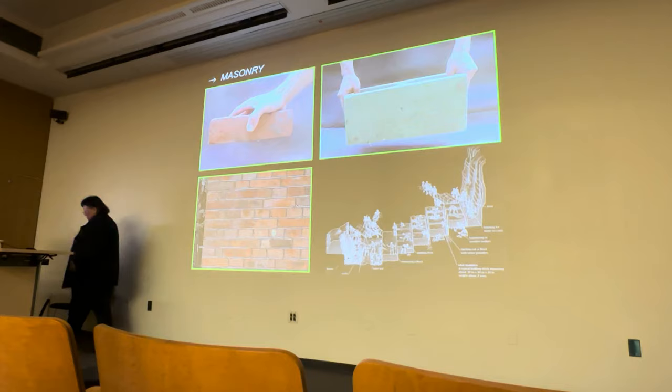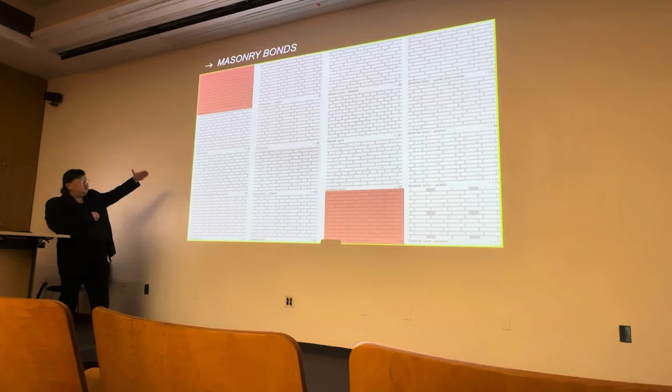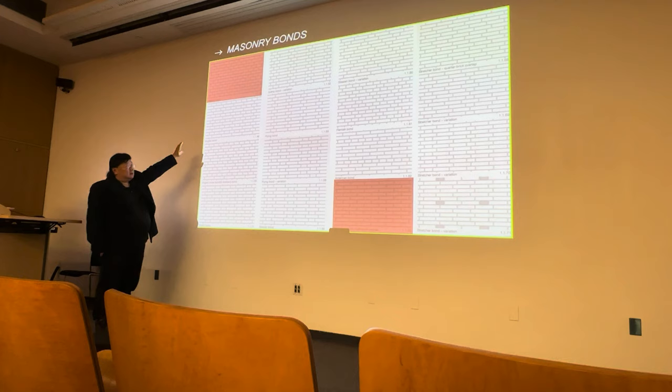The thing that bonds the masonry units is called bonds. There are so many types and variations, and we will get a chance to discuss some of them, not all of them. The English bond and Flemish bond are the most popular ones.